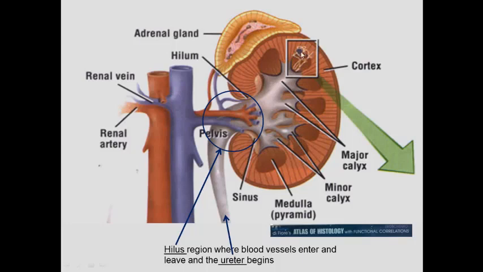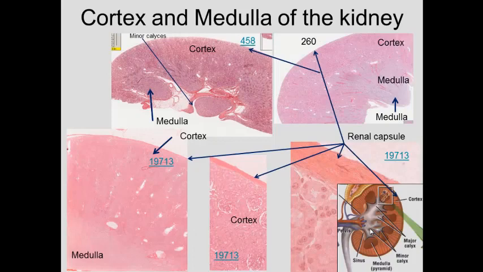with the glomerulus up in the cortex area, and then the fluid goes to minor calyx, major calyx, to the pelvis, and to the ureter. Now, where the ureter and the blood vessels go in and out, that is the hilus region of the kidney. And here we see the kidneys of various kinds.